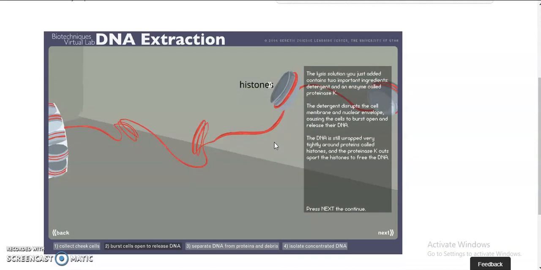The lysis solution contains two important ingredients, detergent and an enzyme called proteinase K. The detergent disrupts the cell membranes and nuclear envelopes, causing the cells to burst open and release their DNA. The DNA is still wrapped very tightly around proteins called histones. Proteinase K cuts apart the histones to free the DNA.